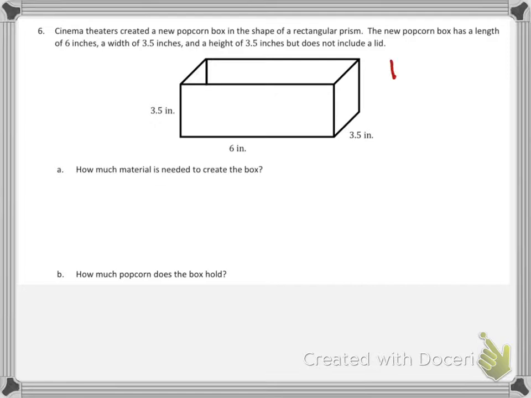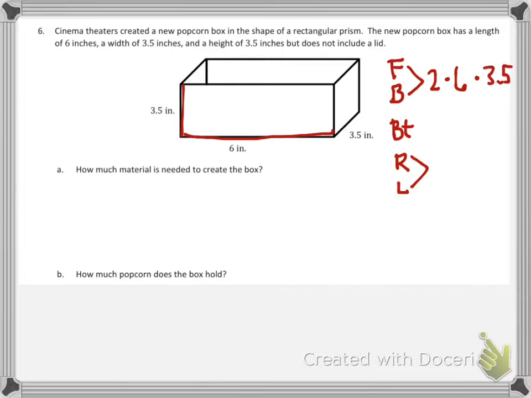So let's do this. We're definitely going to have a front and a back. We are going to have a bottom but no top, and then we're going to have a right side and a left side. And remember, the front and the back are going to be the same, the right and the left are going to be the same, and then we'll add it up to find the surface area. Front is a 6 by 3.5, so this is 2 times 6 times 3.5. And the bottom is going to be a 6 by 3.5, so 6 times 3.5.